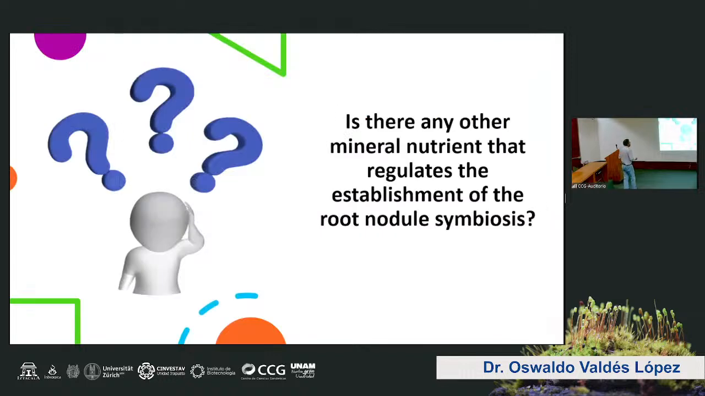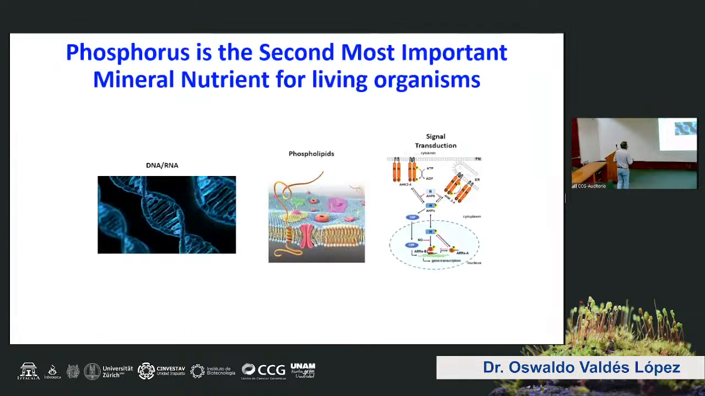But now the question is: is there another mineral nutrient that regulates the establishment of the root nodule symbiosis? Of course, my favorite one is phosphorus, but there is a very recent paper talking about the importance of iron in controlling the establishment of this symbiosis. Today I will not talk about iron, but I will focus on phosphate. As you know, phosphorus is the second most important mineral nutrient for living organisms, not only for plants, but for all organisms, because it is required to synthesize DNA or RNA, to synthesize phospholipids, but it is also important for signal transduction through phosphorylation and dephosphorylation cascades.